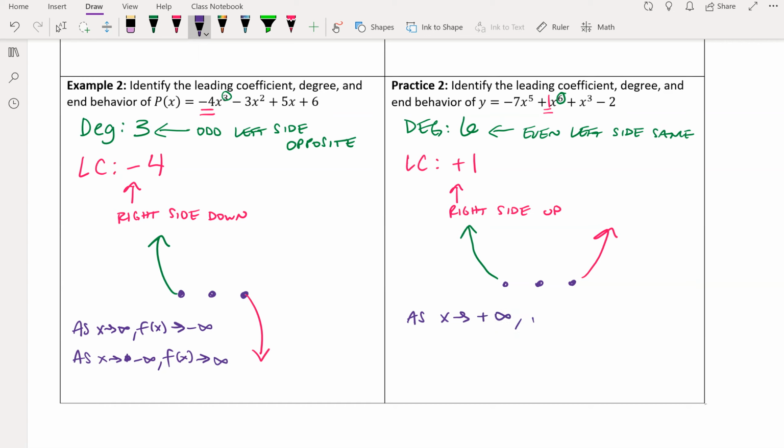As x goes to positive infinity, that's the right side of the graph. F of x is going up on the right, so positive infinity. And then as x goes to negative infinity, f of x is also going up on the left-hand side of the graph. So positive infinity.